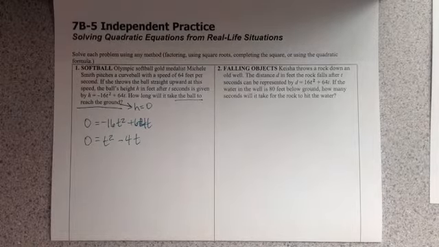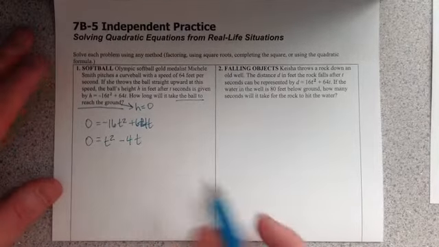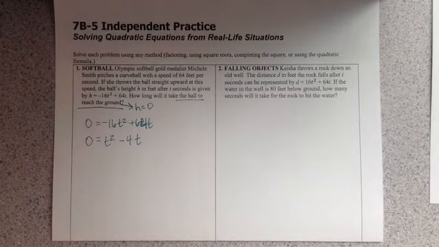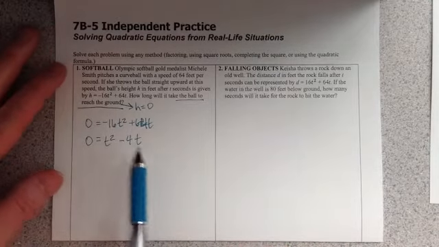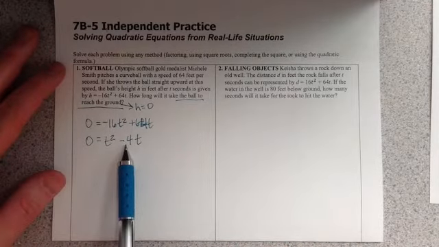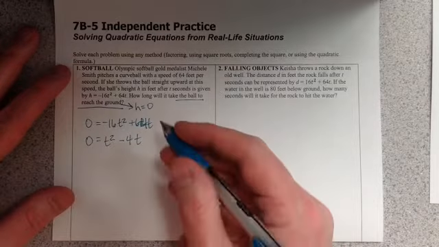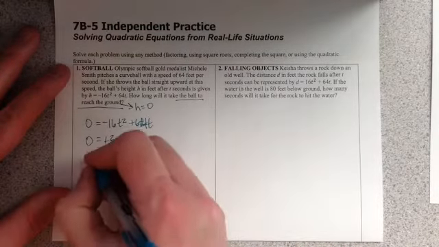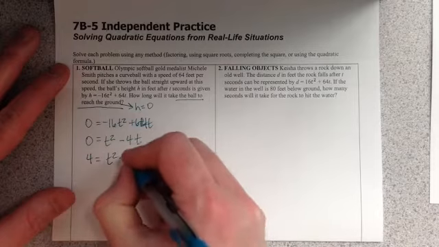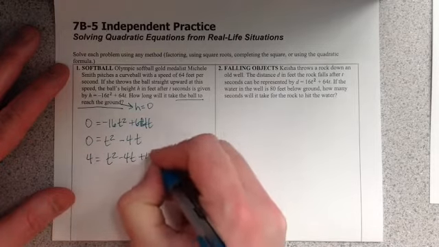Okay? So now I've got 0 equals t squared minus 4t, and I want to complete the square, because that's probably the simplest or the most efficient way to solve this one. So to complete the square, I know I have to take half of b, which would be negative 2, and square it, which would be positive 4. So I'm going to add 4 to both sides. That gives me 4 equals t squared minus 4t plus 4.